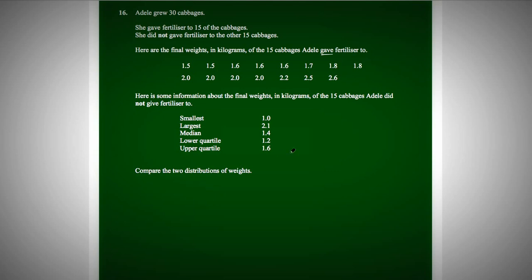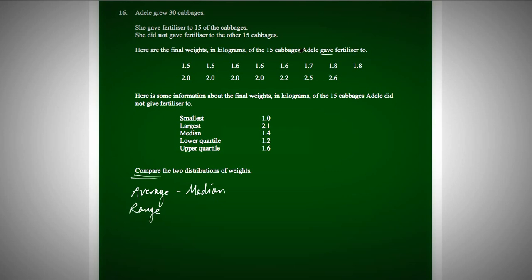Well, for this, I'm going to need to work out the median, at least. So whenever I'm comparing distributions, I need to compare an average and a range. I'm going to compare the interquartile range, because that is generally a better measure of spread to compare. And I'll also go over how to find that. So the average I'm going to use is the median.